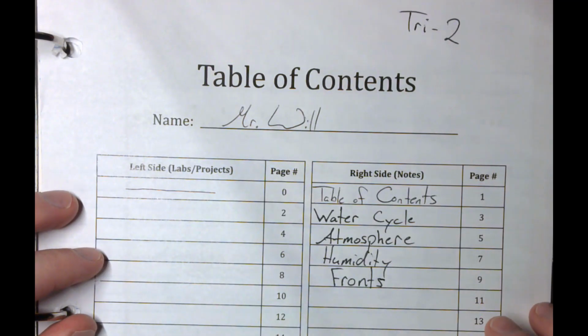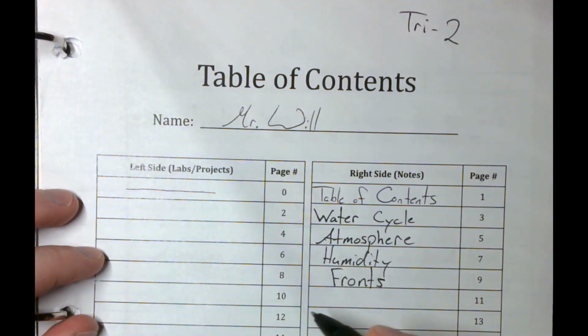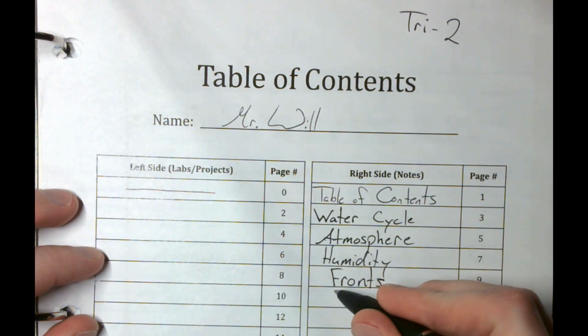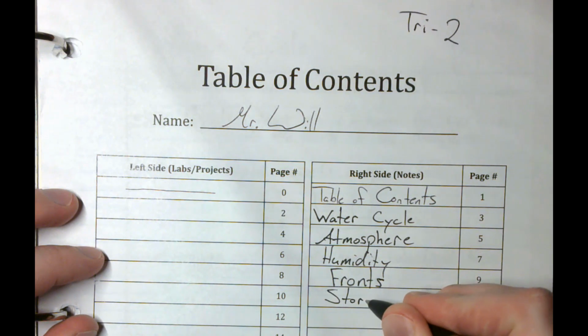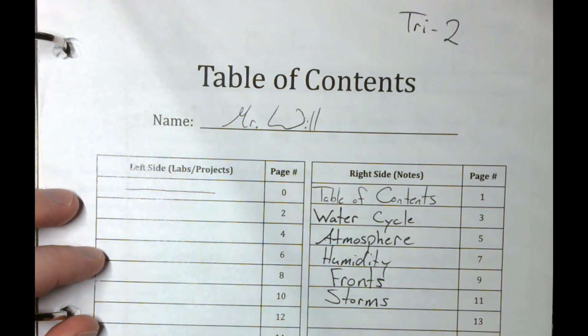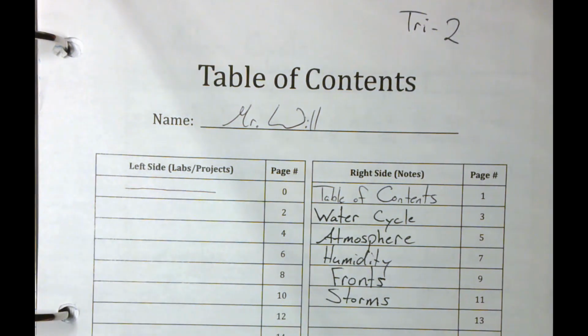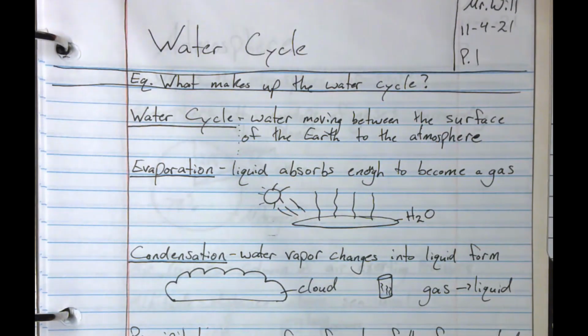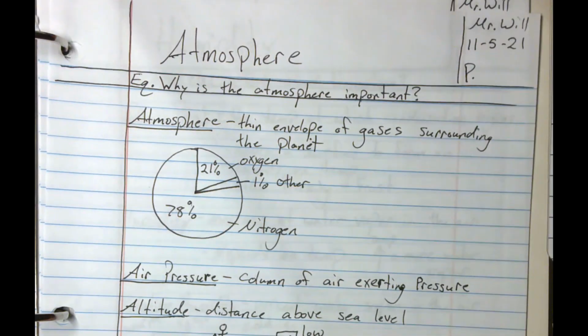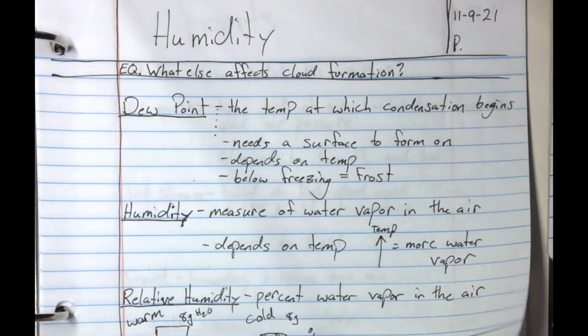Hey everyone, we are on to page 11 already, so let's go ahead and start with that. For our table of contents, you need to write in storms, because we are going to be talking about storms today. So that's on page 11, so this being page 1, 3, 5, 7, 9, and then we get to 11. So down on the bottom right, we will write page 11.